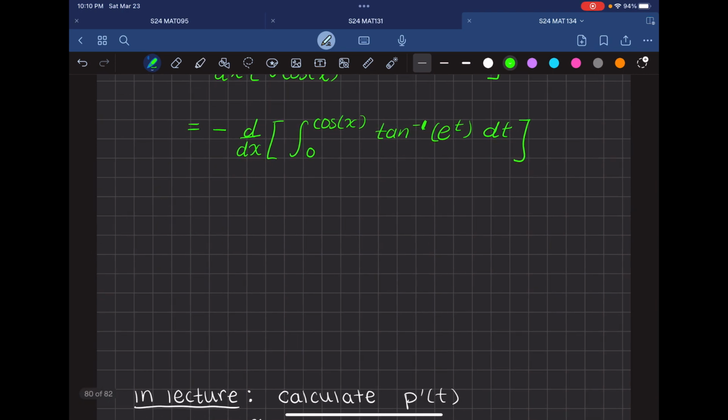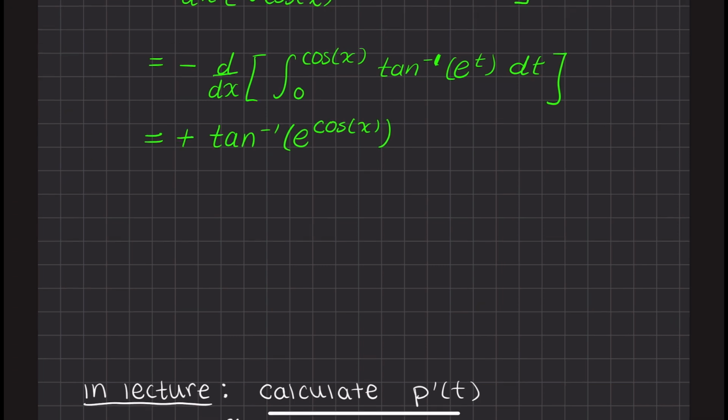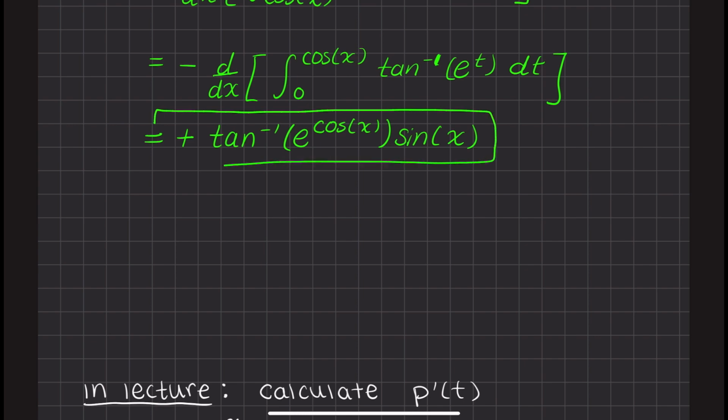And now we apply chain rule like in the previous problem. If you want to pause the video and try to do that before I write out the answer, I would suggest trying that. So we've got that this is equal to negative arctangent of e to the cosine of x times the derivative of cosine of x, which is going to give us a negative sine of x. So I'm going to combine these negatives to make a positive, and then I have sine of x. And this is going to be our derivative.